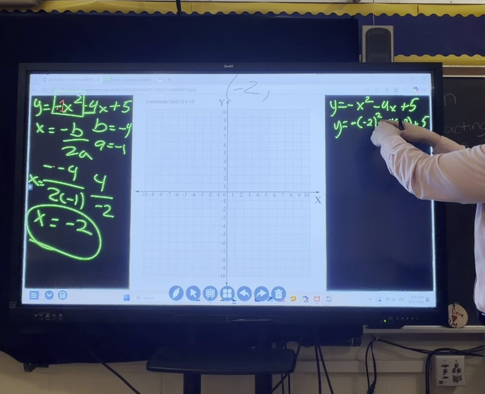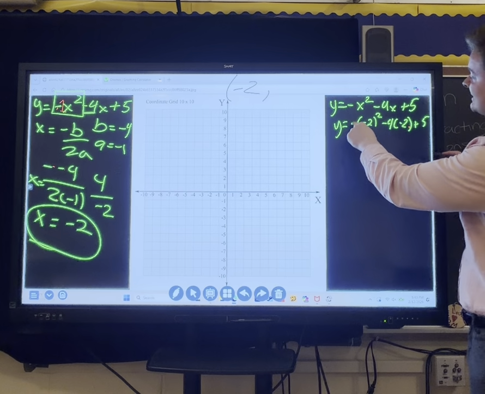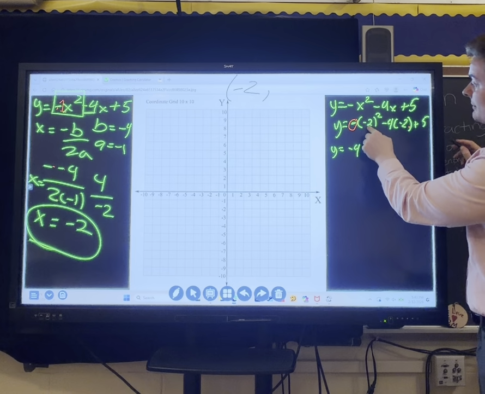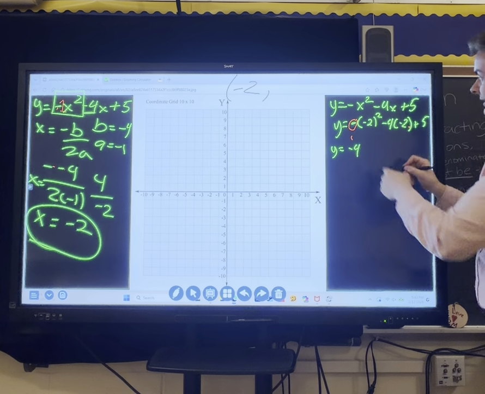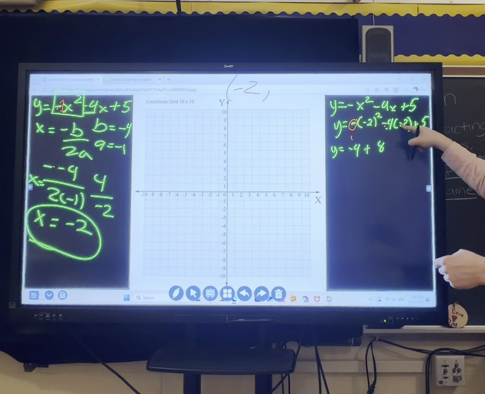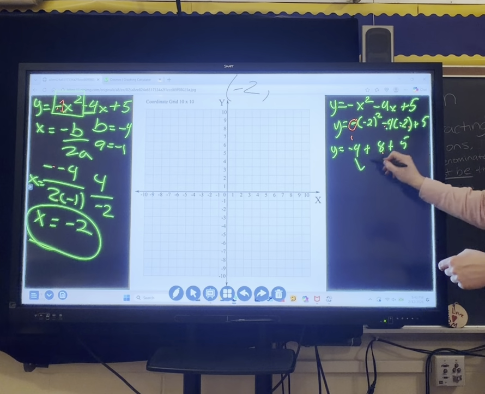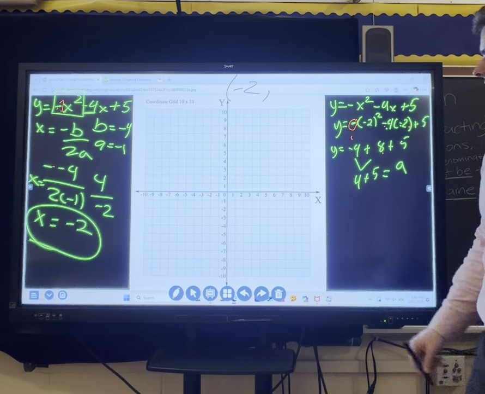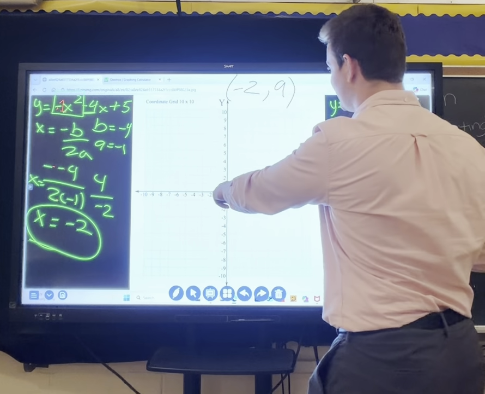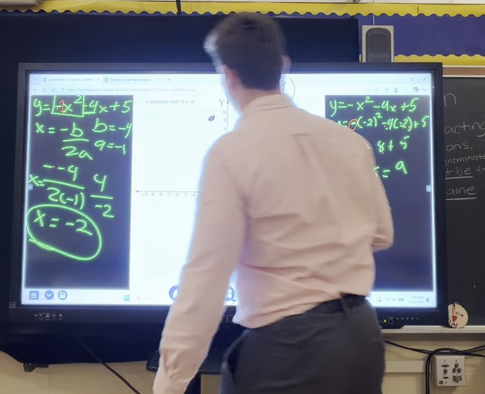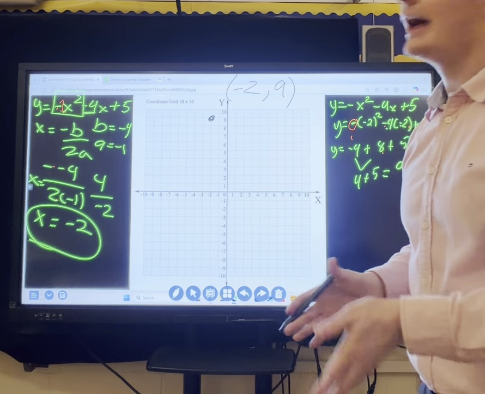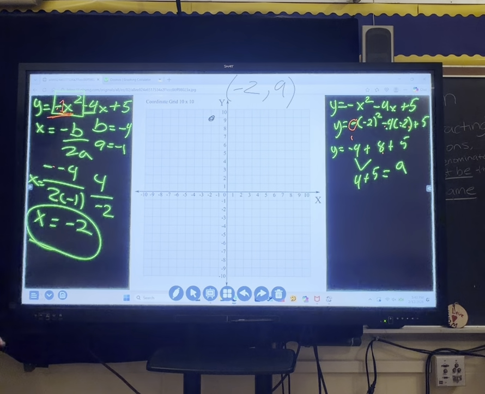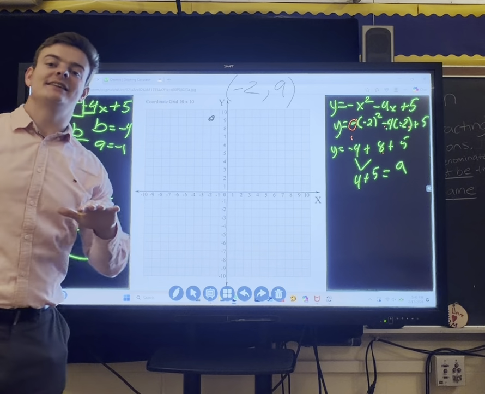Now, negative 2 squared, that's positive 4. But this negative in front still matters. So it's y equals negative 4, because this would have been positive 4, but that negative in front made it negative. That becomes positive 8 here, because 2 negatives make a positive, plus 5. Negative 4 plus 8 is 4. 4 plus 5 is 9. My vertex is negative 2, 9. Which looks really high for a lowest point, and it's not my lowest point because it's actually my highest point, because it's upside down. It's worth finding the x-intercepts here.